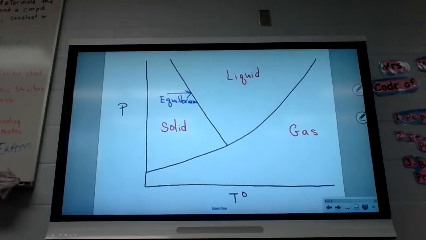Why did that line stop the curve? It's just the end. We're going to talk about what that point is in a minute.